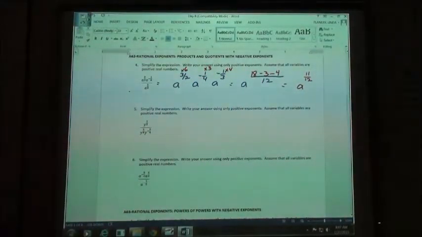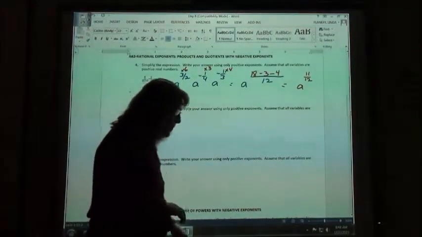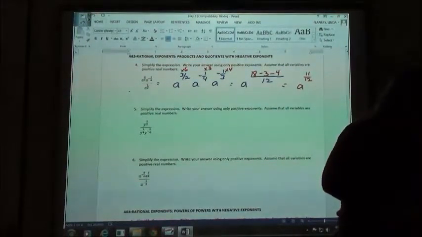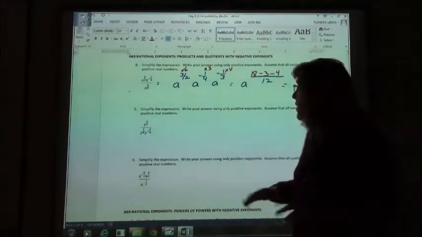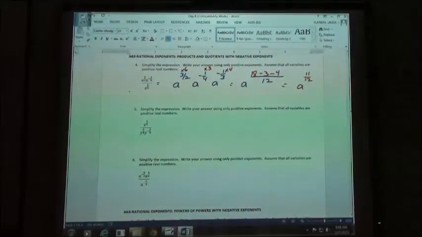Now that 11/12 is your exponent, so it's not right by the a, it's raised up, right? So you're really just adding and subtracting fractions. Yeah, you could do it on your calculator, but we like to practice.